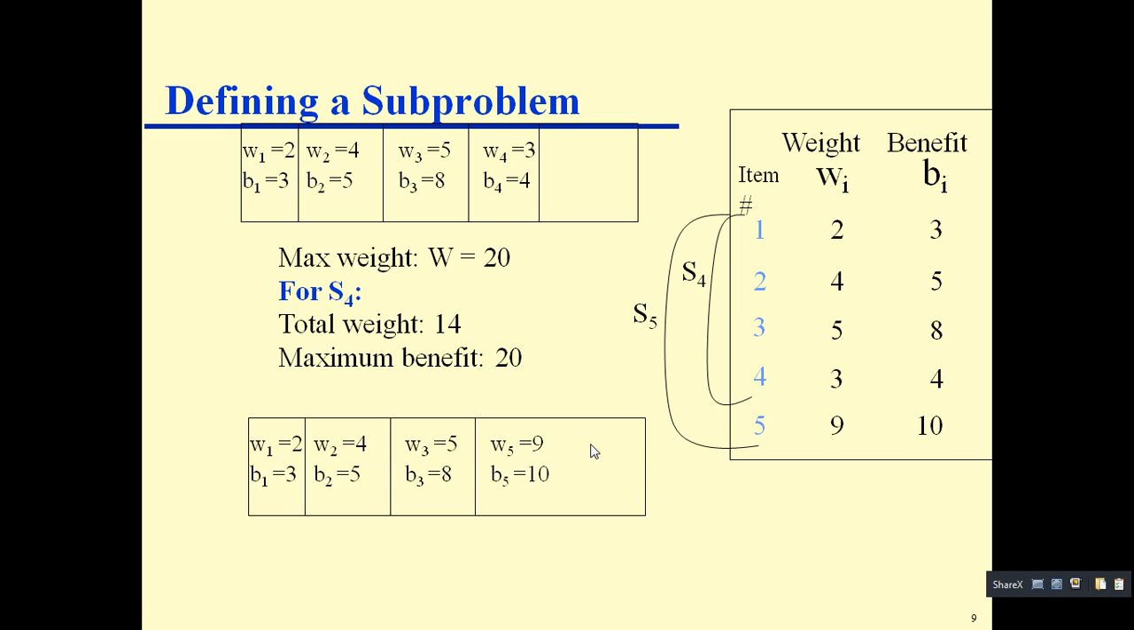Now take another instance. We are taking item 1, item 2, item 3 and item 5. We are excluding this one, and this set we denote as S5, right? So S5 is item 1, item 2, item 3, item 5. The weight will be 2 plus 4, 6, plus 5, 11, plus 9, 20. So yes, it can be accommodated in the knapsack as its capacity is 20.